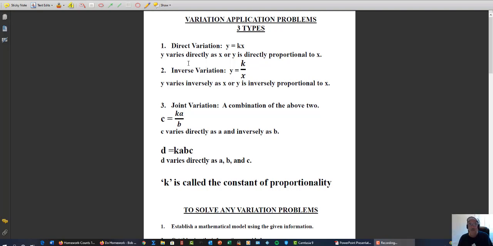And you'll be able to tell in the word problems and how the problems are worded. For example, this one starts out y varies directly as x, or y is directly proportional to x. And you want to set this model up as y equals k times x.